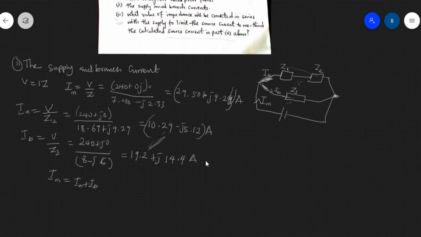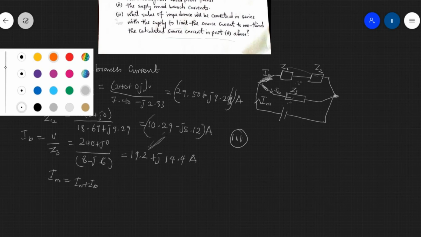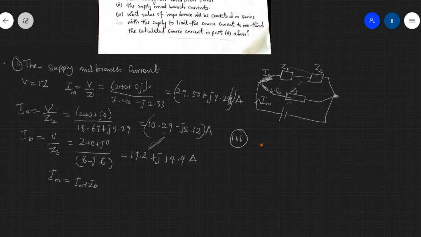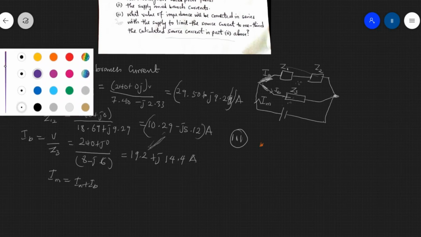Now, let's attend to solving question 3. Maybe I should use another pen, pardon me. So let's say I'm using this pen. What value of the impedance? Oh, this is even worse. Okay, let's use something different.